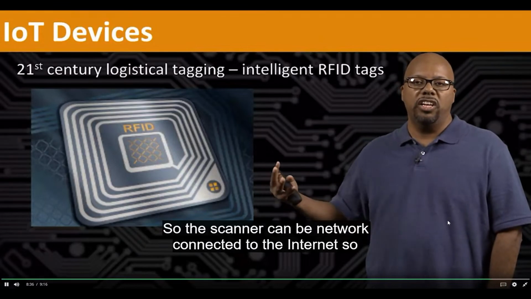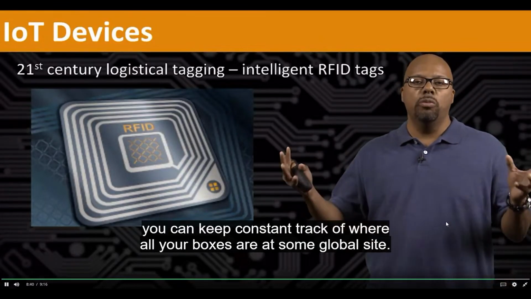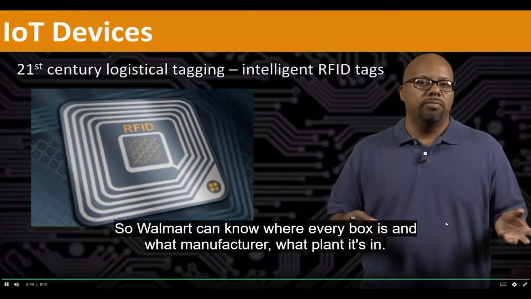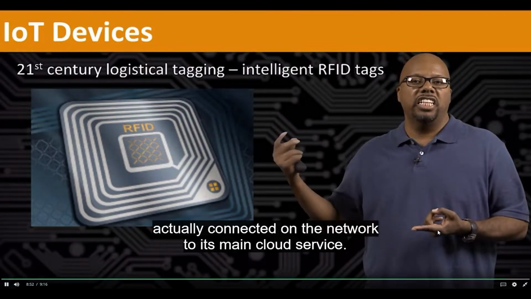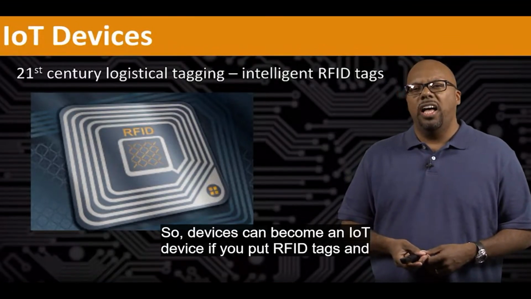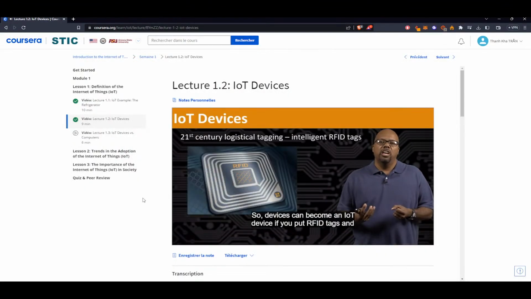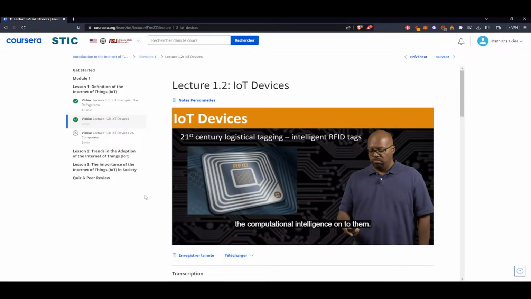So the scanner can be networked, connected to the internet, so you keep constant track of where all your boxes are at some global site. So Walmart can know where every box is, in what manufacturer, what plant it's in, and they can keep it all centrally because the IoT RFID scanner is actually connected on the network to its main cloud service. So devices can become an IoT device if you put RFID tags and the computational intelligence onto them.